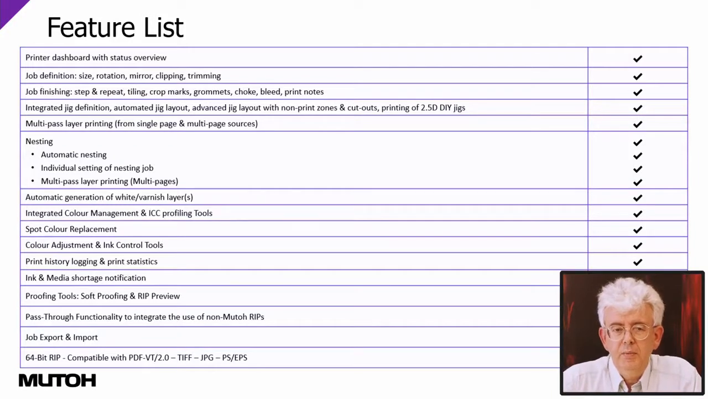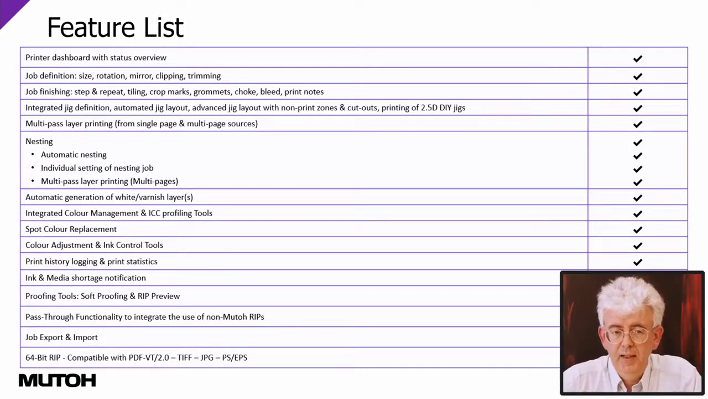Spot color replacement is there, and if you want, you can do some color adjustment or have specific ink controls done within a job. The software will allow you to see your print history and logs, what has been going on, and allow you to have access to some of the print statistics that are being kept. Also, ink and media are being monitored so that you can be informed of any shortages in function of the jobs to be printed.